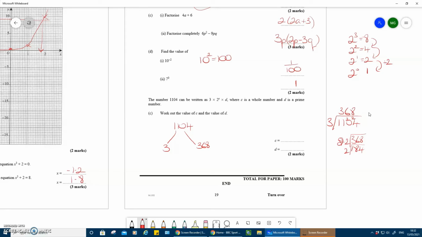Divide that by 2, we get 92. Divide that by 2, we get 46. Divide that by 2, we get 23. So we divided by 2 4 times, so we end up with 3. This, in effect, is 2 to the power 4 times 23. So C is going to be 4, and D is going to be 23.